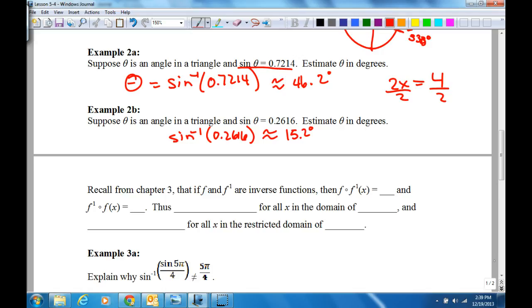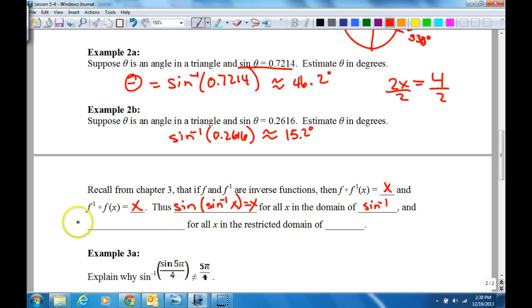All right. So let's keep going here. Recall from chapter 3 that f and f to the negative 1 are inverse functions. If you take the composite of f and f to the negative 1, that answer is always just x by itself. Same thing as going f to the negative 1 and f. That's just reversing these two. This still stays the same as x. So the same thing can be said for sine of sine to the negative 1 of x. That equals x for all x in the domain of sine to the negative 1.